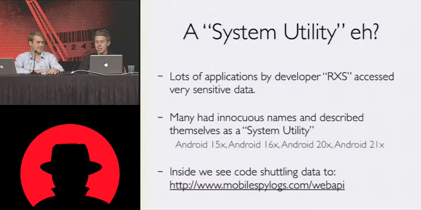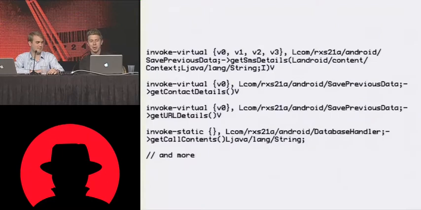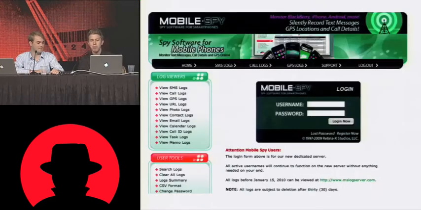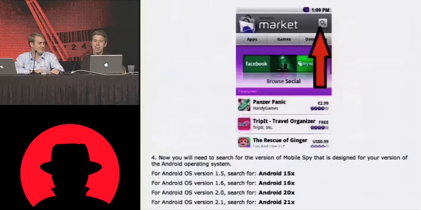So let's pull out our IDA disassembler and look at what we see. Ooh, that's interesting. Get SMS details, contact details, URL details, and call contents. Yikes. So what happens when we actually go look at what this site is? Oh boy, it's Mobile Spy. It's our good friend. It's a very popular mobile spy tool. And who are not our friends. Depends on whose side of the spying you are. So actually, what they're doing is they're instructing their users to basically go to the Android market and download these kind of masked applications.